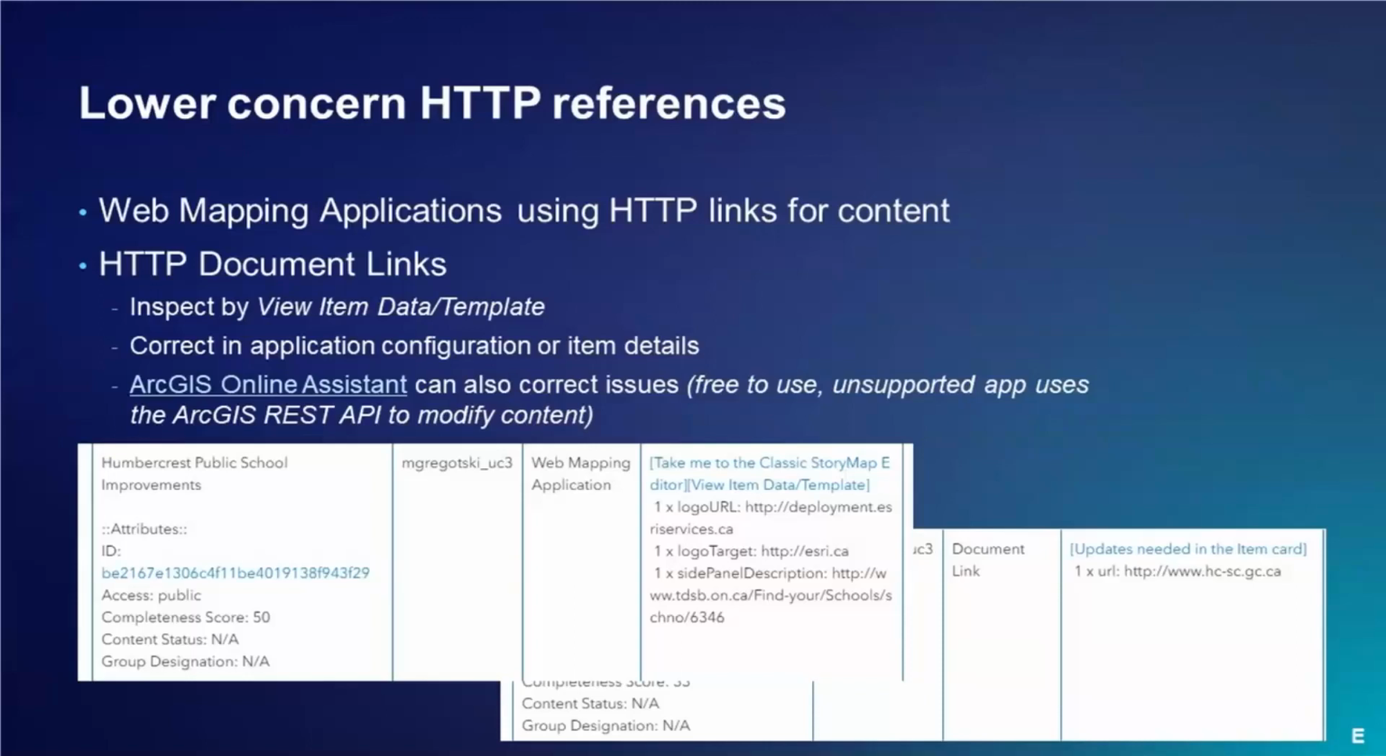Another tool that can be used to correct these is the ArcGIS Online Assistant. This is a free tool that allows you to go to the underlying JSON code of all your maps and apps and change the URLs to HTTPS there.